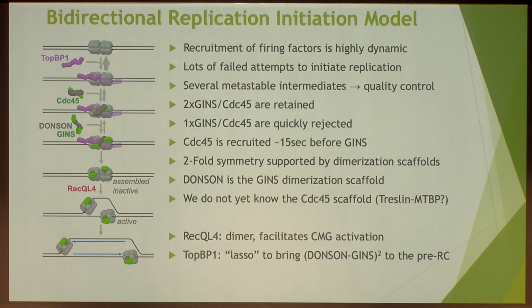One interpretation is that maybe GINS without any scaffold, just GINS by itself, can dock, but the binding is very weak and immediately gets rejected. So maybe it's GINS binding without Donson. Or maybe it's a dimer of Donson with a single copy of GINS, and again it binds, but it's in the wrong conformation, it just doesn't fit, and immediately gets rejected.